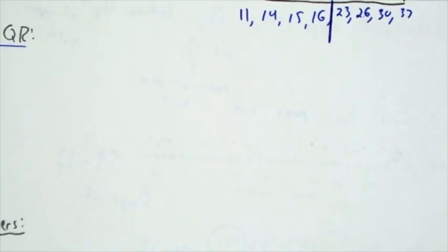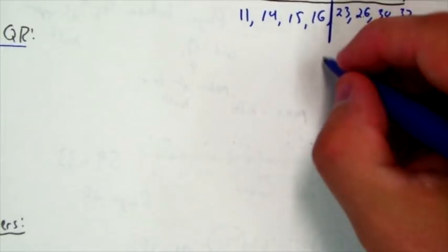Interquartile range, now we need to find the median first. So 1, 2, 3, 4, 5, 6, 7, 8. We're going to be right in the middle. So the median of 16 and 23 would be the mean, and if we do that, we would get 19.5 as our median.